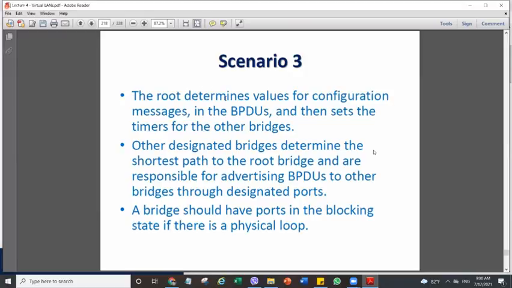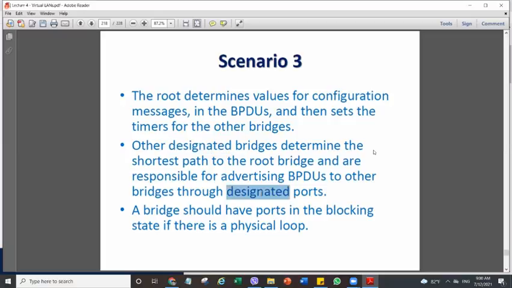So scenario 3 continues. The root determines the values for the configuration message in the BPDU, and then sets the timers for the other bridges. So it is obvious the timers are set by the root bridge. That part is clear. The second point: other designated bridges determine the shortest path to the root bridge and are responsible for advertising BPDUs to the bridge through the designated port.